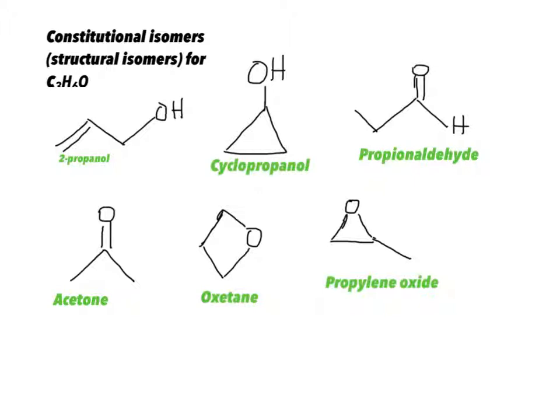Again, the oxetane has 1, 2, 3 carbons, 1 oxygen, and 6 hydrogens. The propylene oxide has 1, 2, 3 carbons, 6 hydrogens, and 1 oxygen. These are all constitutional isomers because they have the same molecular formula, but they have different connectivity points within their specific structures.